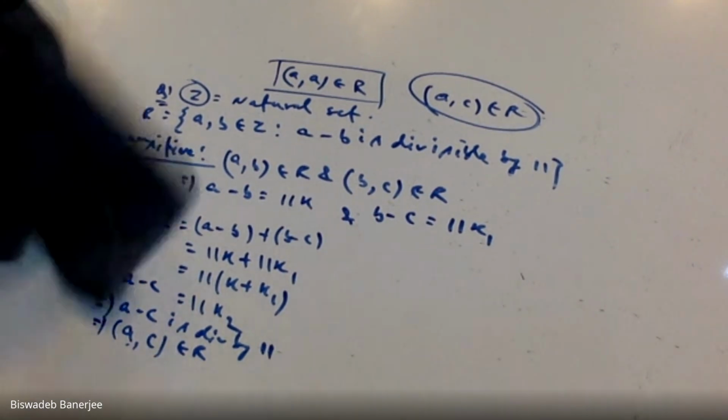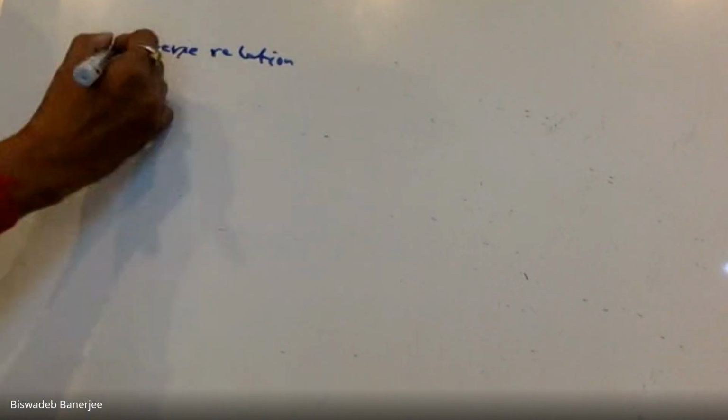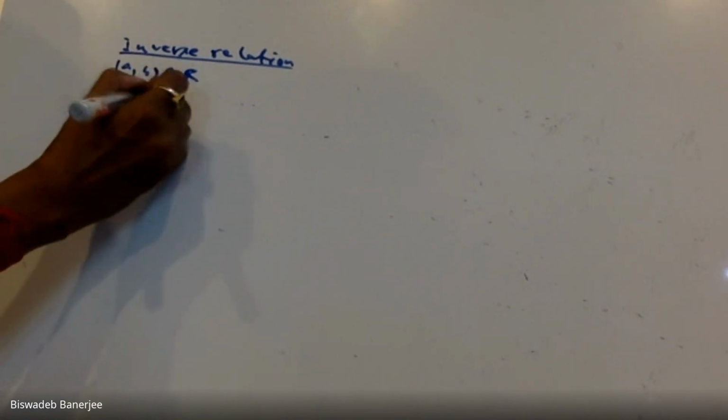You can just write in my channel if you have any doubt on this. Now there is the last concept, inverse relation. As the name suggests, inverse means just interchange between domain and range. For example, if (A, B) belongs to a relation, then (B, A) belongs to the inverse relation. The inverse relation is denoted by R inverse. So there is the concept of inverse relation.